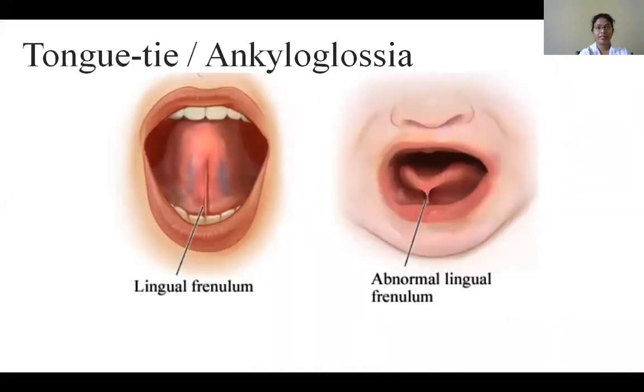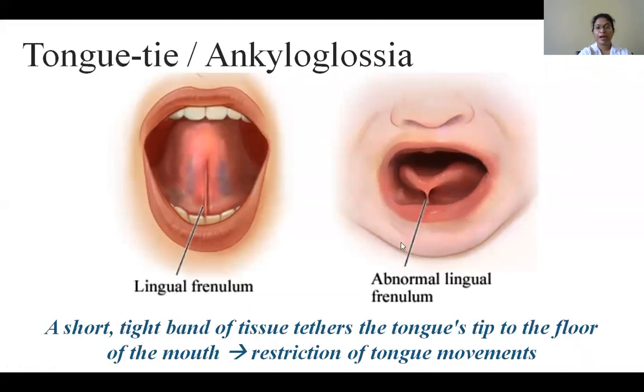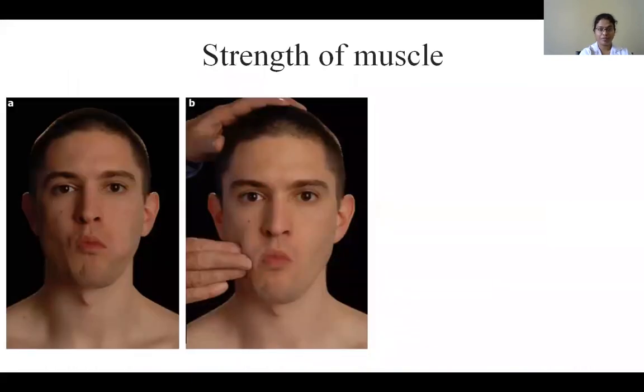Now there is a special case known as tongue tie or ankyloglossia, meaning there is an abnormal short tight band of tissue which attaches the tip of the tongue to the floor of the mouth. So if this tongue tie is present, the movement of the tongue might get restricted. If you observe here, this is a normal lingual frenulum, and here, this is the tongue tie. So if the person is not able to protrude his tongue, please rule out whether tongue tie is present or not. Now coming to strength of the muscle.